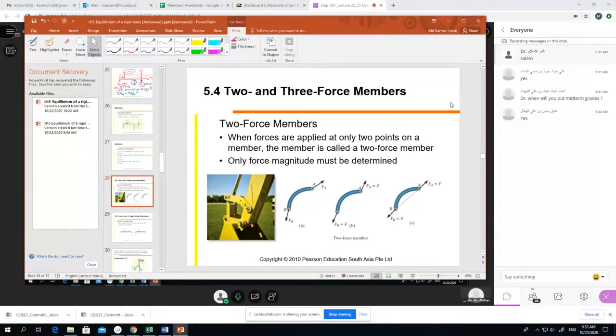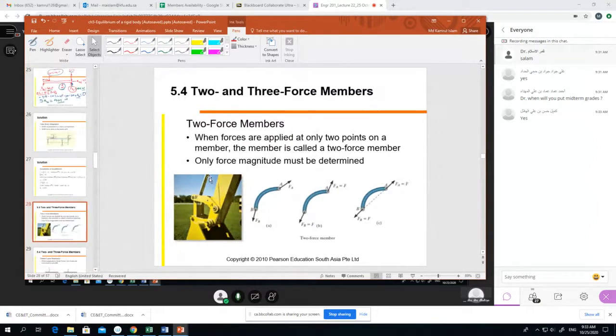All right. So today we will start, inshallah, a new topic: 2 and 3 force members. First we start with the two force member. What is this? When forces are applied at only 2 points on a member. A member means something on which load is applied. Like yesterday we did the beam, it's also a kind of member, right? Now if load is applied at only 2 points, the member is called a 2 force member.